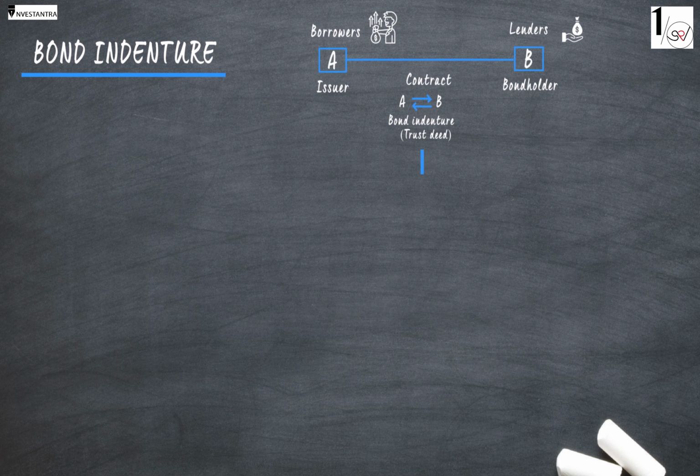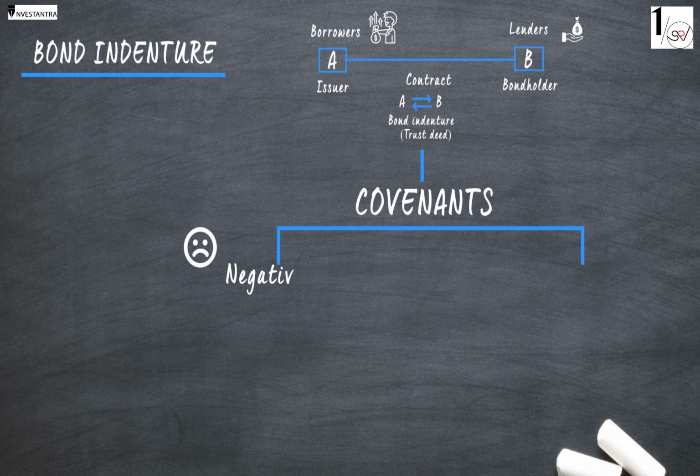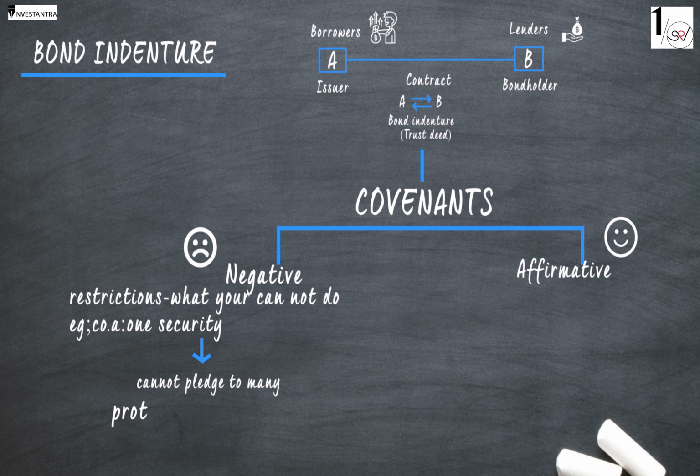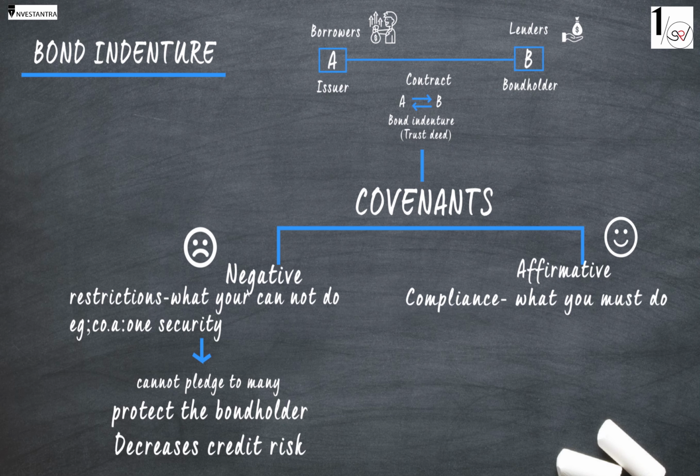Now, in terms of what they need to do, this bond indenture will then have covenants. Covenants can be negative or affirmative. Basically, negative covenants are restrictions, what you cannot do. Let's say you're company A, you have one security, you cannot pledge it to many. Negative covenants decrease credit risk. What are affirmative covenants? Basically, compliance. What you must do.